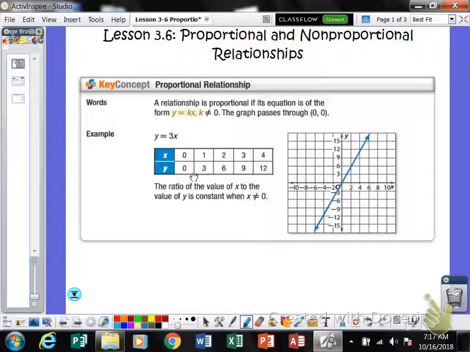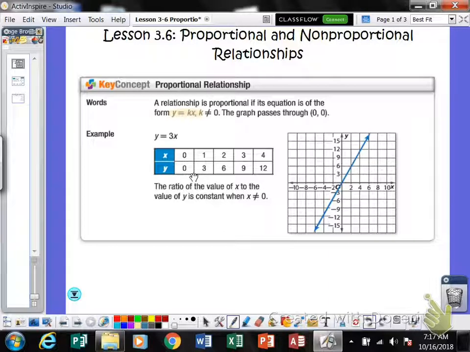For example, y equals 3x would be proportional because it is of the form y equals kx. If you were to plot the points, you would see a line with a constant that goes through 0. That graph doesn't cross in very nice spots, so you have to really look, but you're looking for that constant.